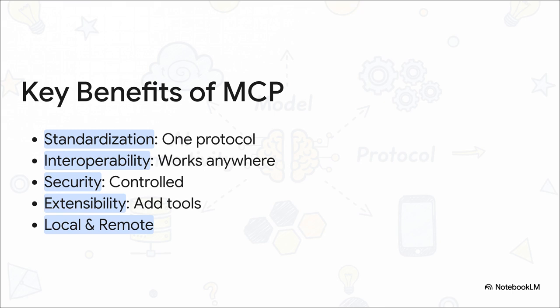Security is also paramount. The external server dictates exactly what the AI can and cannot access. Extensibility? You can plug in a new tool as easily as plugging in a USB mouse. That literally saves your dev team weeks of writing custom API bridges. And of course, it supports both local and remote setups, so it works securely on your local machine's files or all the way across the internet to cloud APIs.